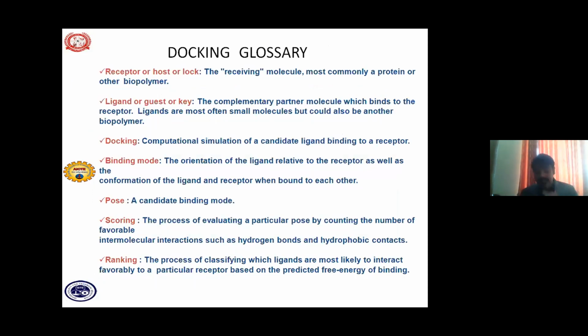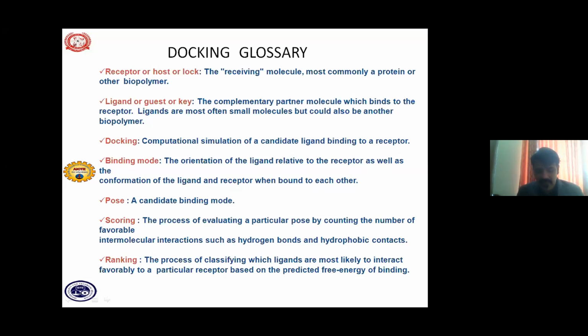Now this is a small wording. Actually, this is never talked about. People usually go directly. So I just want to speak a little about the glossary, what words are used in docking studies.